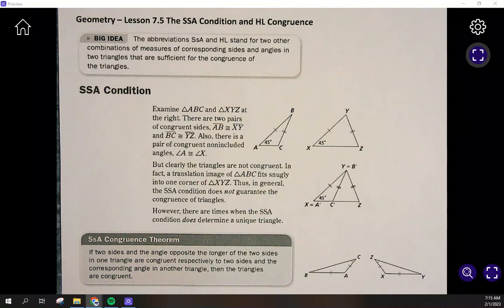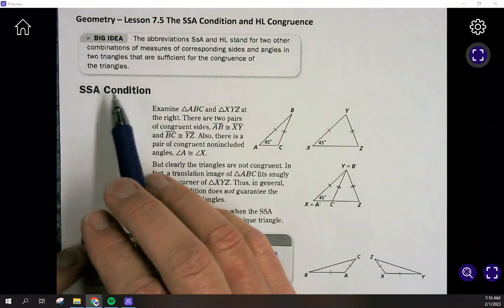So we've looked at SSS, ASA, all of those theorems. And we've talked about how SsA is actually not one of those. We're going to talk about a special case where this actually is true. So it's not true in general, but there is a very specific time that it actually does work. So that's what we're going to be looking at here today.